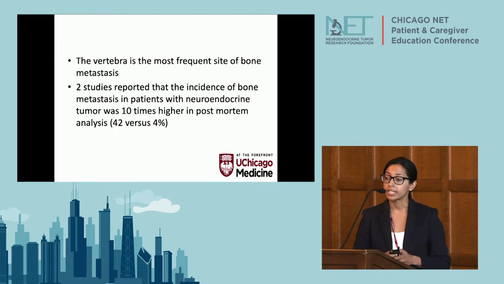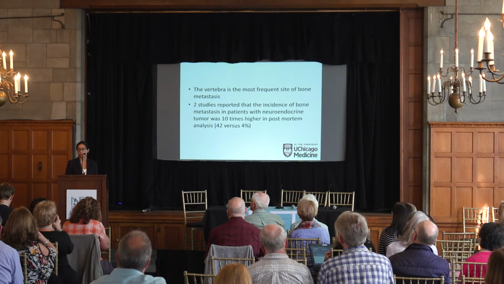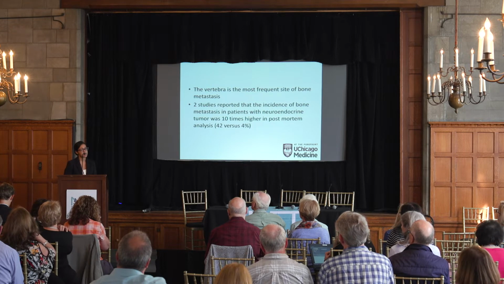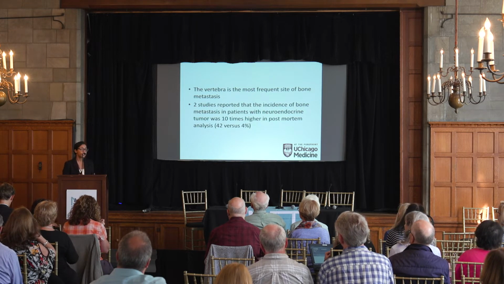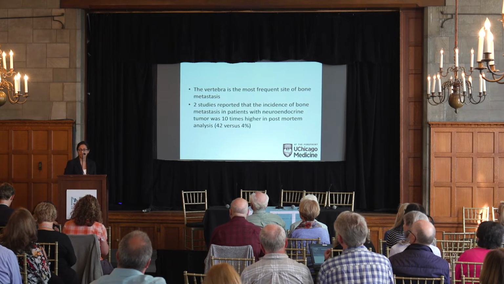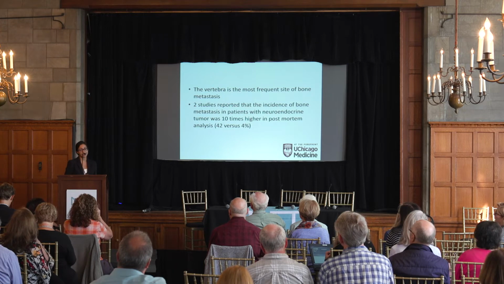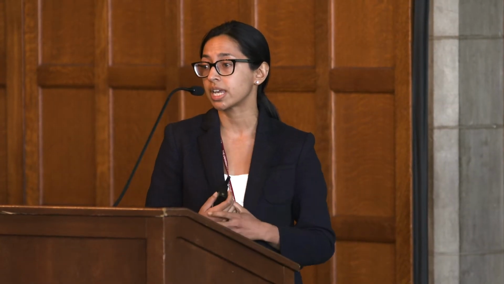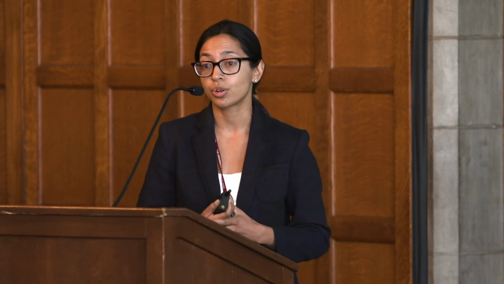But the vertebral bodies are actually the most common place where bone metastasis go to. And as physicians, we think that probably a higher percentage of patients that have neuroendocrine tumors have bone metastases than are even reported, because in autopsy studies, nearly 42% of patients have bone metastasis when they were closely examined. So even though historically neuroendocrine tumors weren't really thought to go to the bone, I think more and more we're understanding it is a higher percentage.